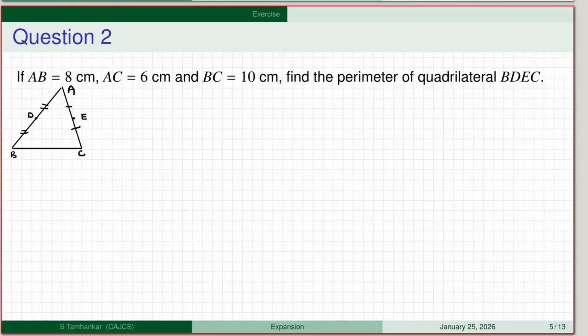So this is the second question. Again, I would like you to pause the video and try to solve it, and then you play it again to see the solution.